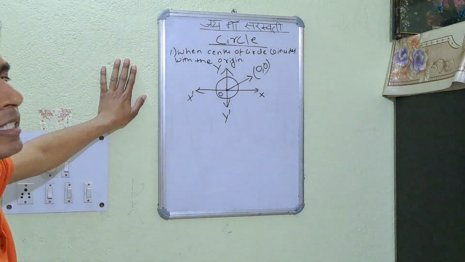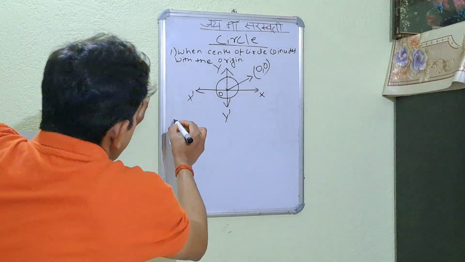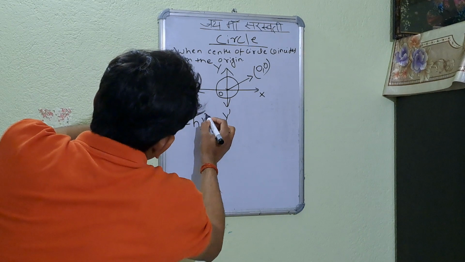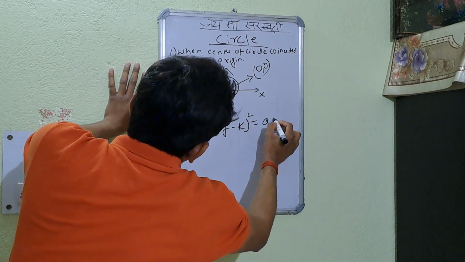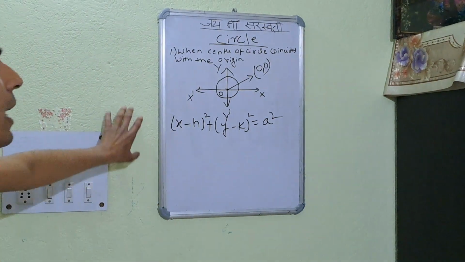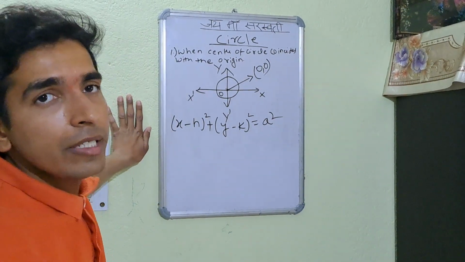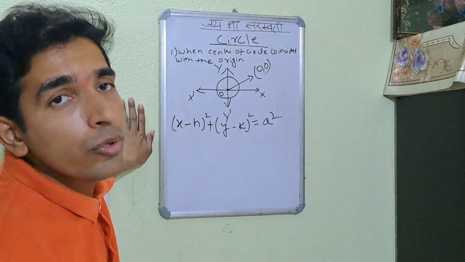As we have already studied, the equation of the circle is (x minus h) the whole square plus (y minus k) the whole square is equal to a square. Understood? Here h and k are the coordinates of the center, and a is the magnitude of the radius.